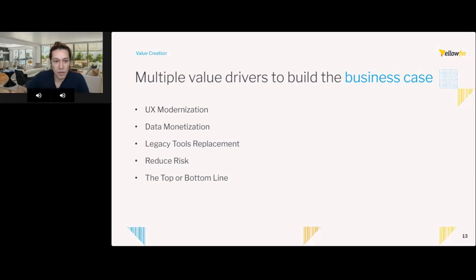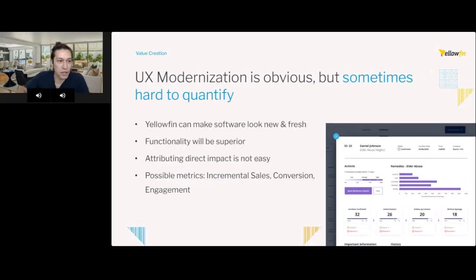So the first value creation driver that we hear a lot is UX modernization. So there are many reasons why companies would want to do this. It could be brand perception and image. Maybe the user experience that a customer currently has looks a little bit outdated and they want it to look new and fresh. And by adding some embedded analytics capabilities, that will help to modernize the experience for their customers. Maybe it's something like evolution in UX best practices.